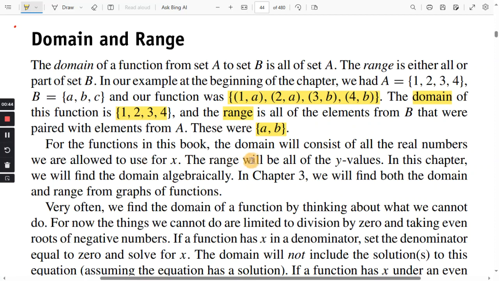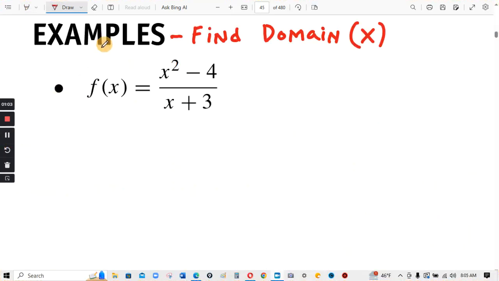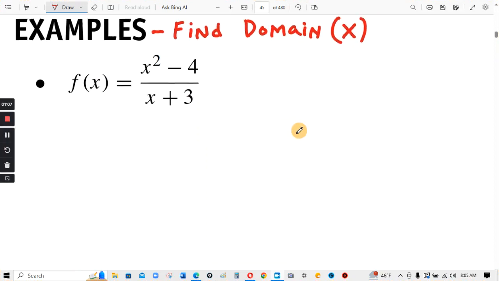So for the functions in this book, the domain will consist of the real numbers we are allowed to use for x, and then the range will be all of the y values. All right, let's look at some examples. We want to find the domain. Those are the possible x values.